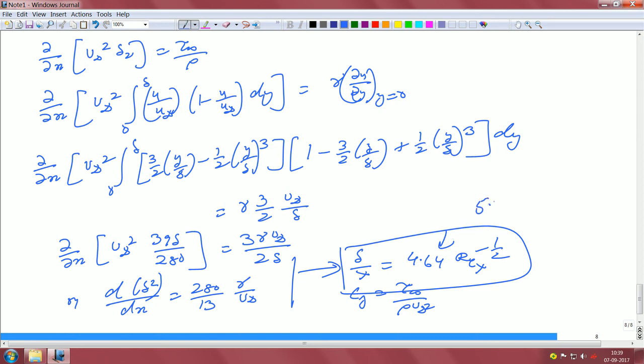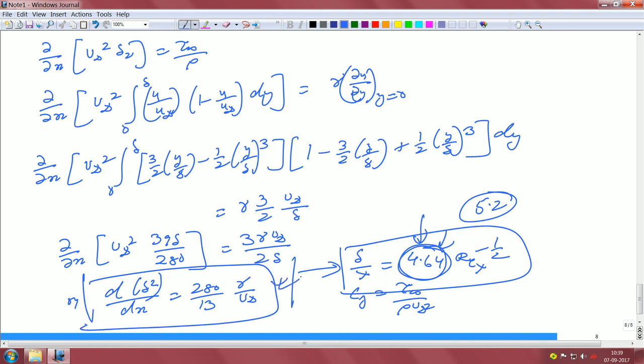Remember, the exact solution gave us something like 5.2 if you recall the graph. So, we are not way off, we are off by about 10% or below in this case. Just by using this approximate analysis, we got an answer which is pretty close to the actual value. So, this proves that the integral approximation is not a bad idea after all. Based on this, what we have shown is that all we need ultimately is that expression for delta. Once we determine delta, Cf and everything are basically dependent on delta. That is what we have found out.